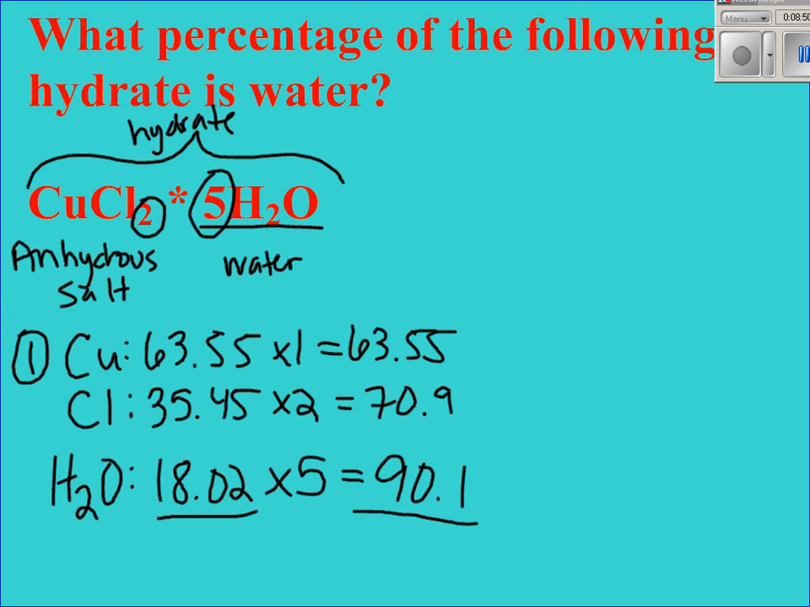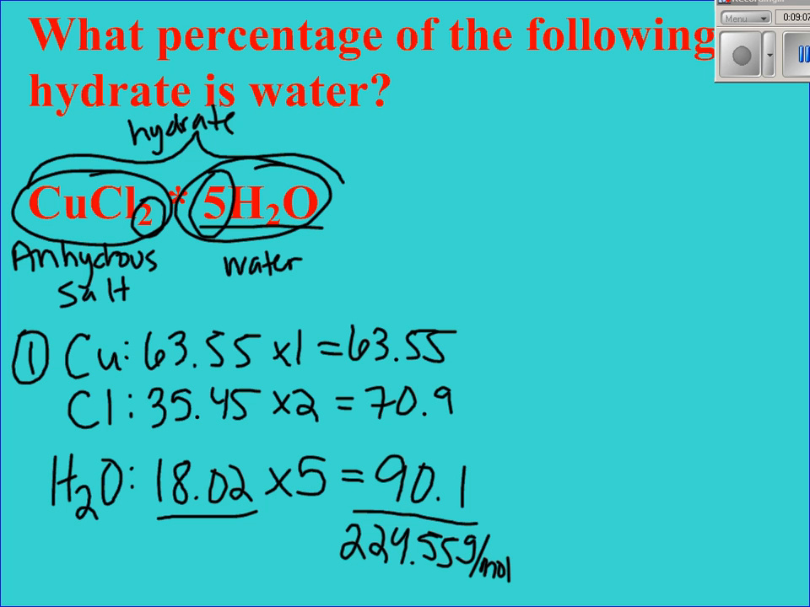If we add all of these values together, our total molar mass for our entire hydrate is going to be 224.55 grams per mole. That includes the anhydrous salt and the water. Now the second step is to put the value that we're interested in on top over the entire molar mass, which we just found out to be 224.55 grams per mole.